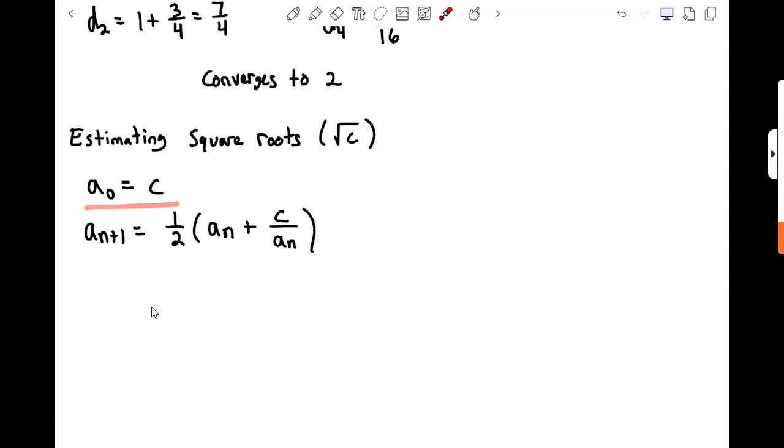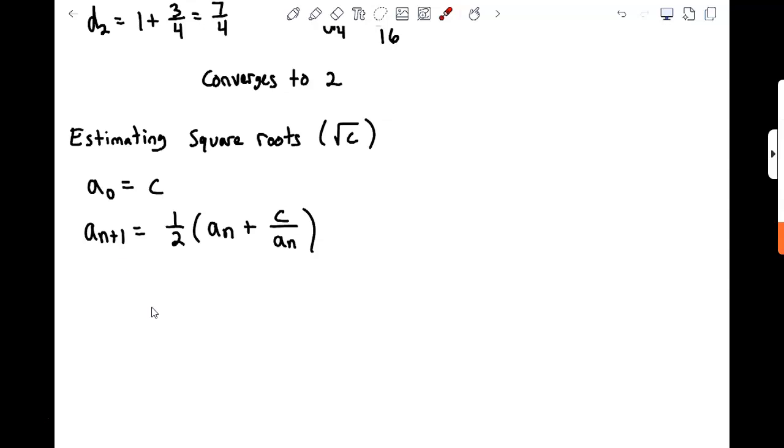So the first thing we do in our recurrence relation is we make our initial guess of the square root. I'm going to guess that it's c. Of course it's not. The square root of 8 is not 8. But then for the next value, we average our previous guess with the fraction that's generated when we take c divided by our previous guess. That's what we're looking at here. So we use that as a way to work the problem out.